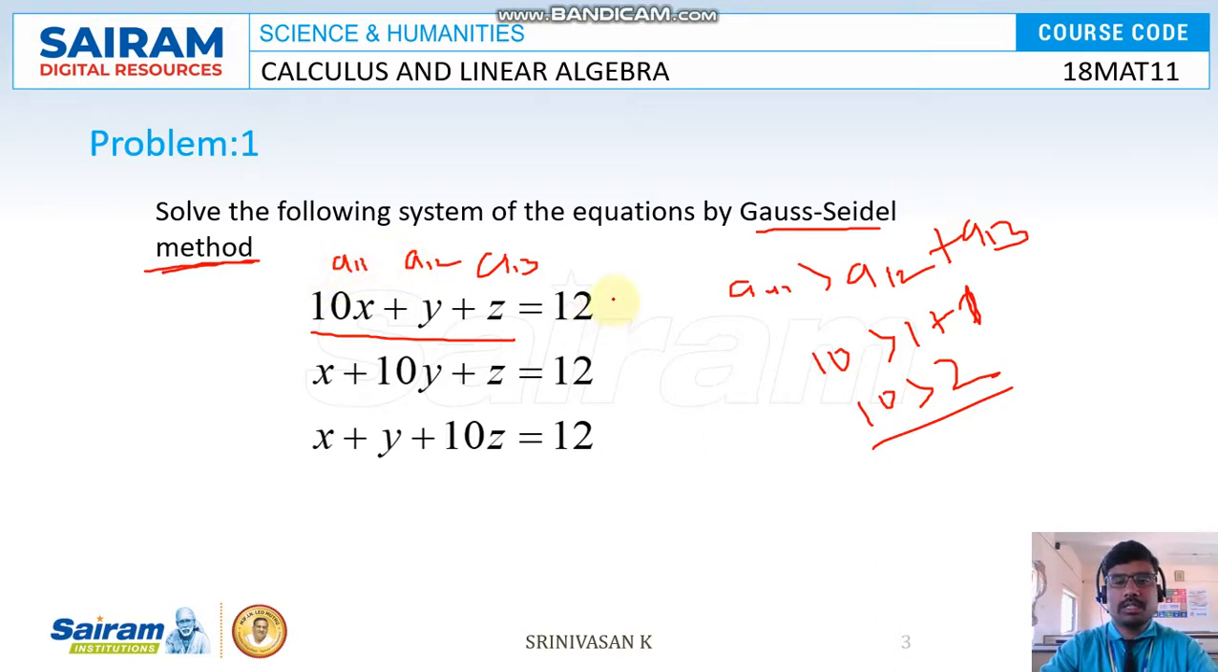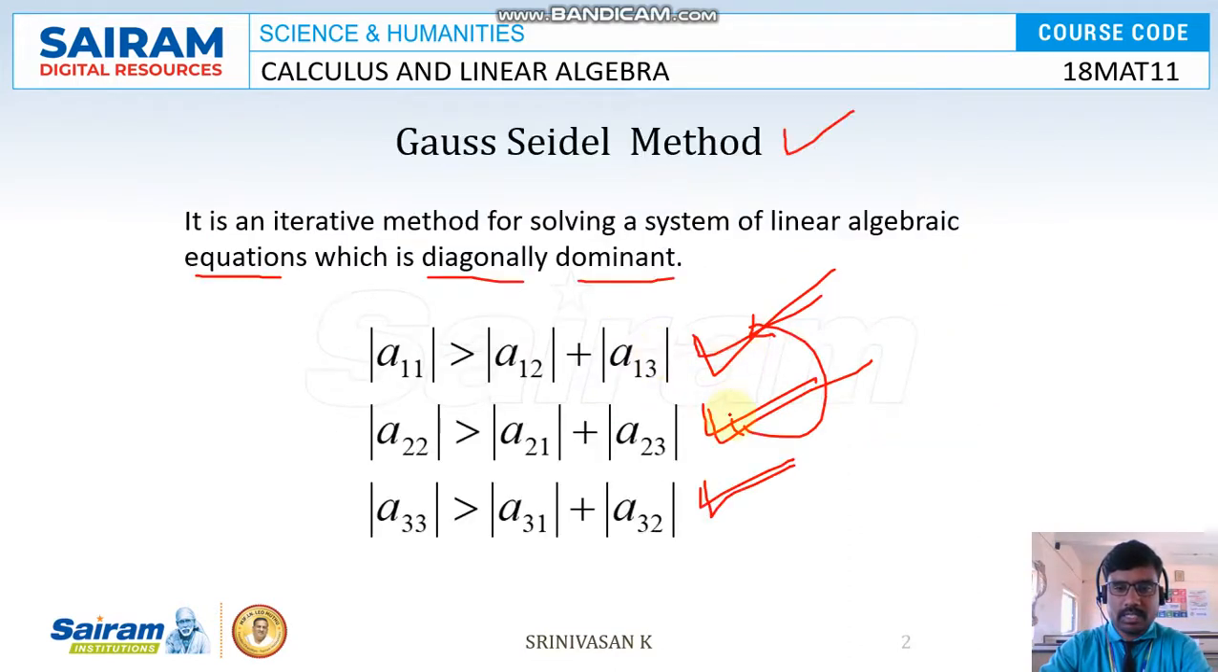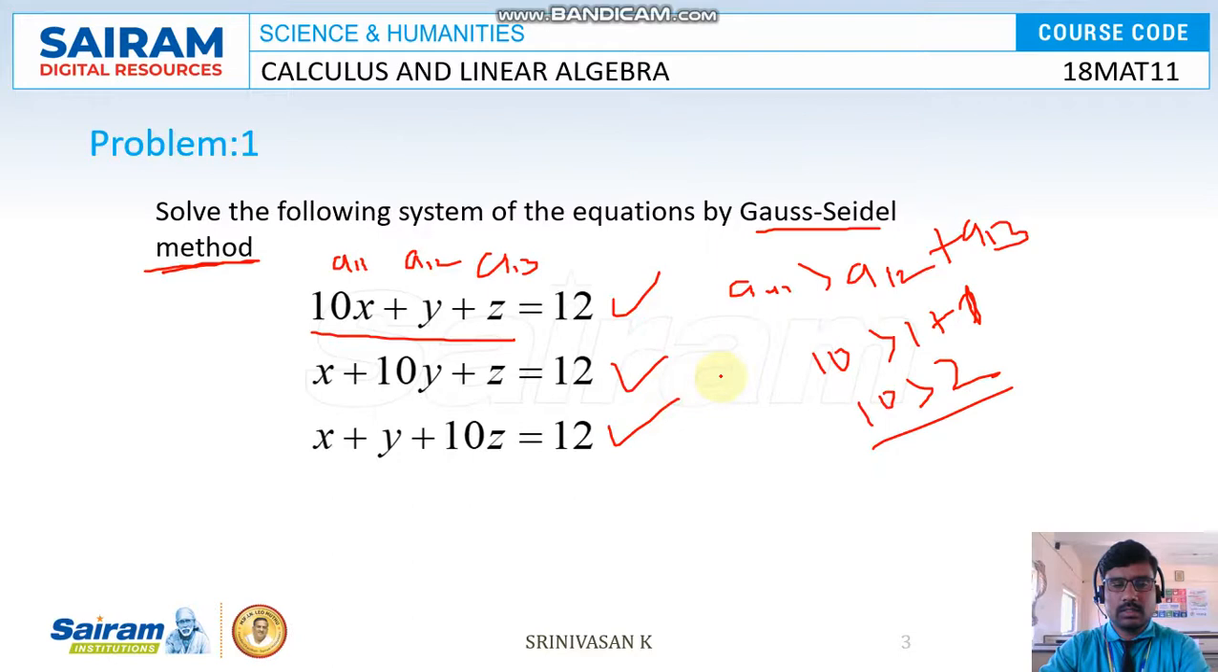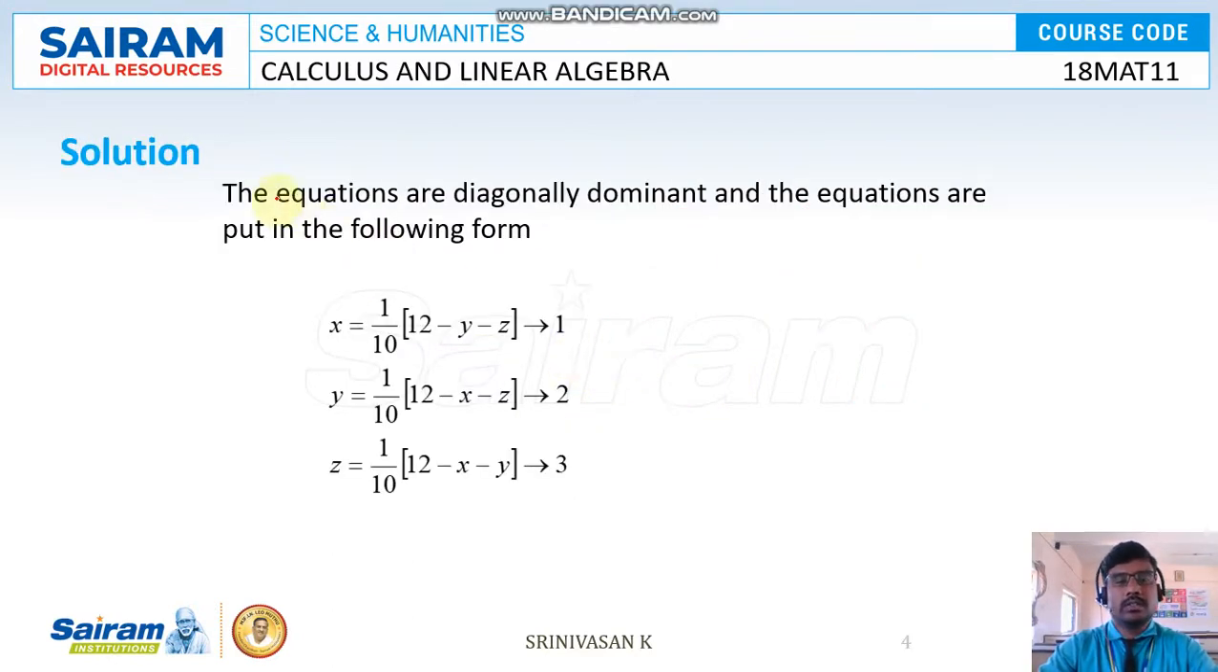So the equations are 10x plus y plus z equals 12, x plus 10y plus z equals 12, x plus y plus 10z equals 12. For all three equations, the condition is satisfied. You can verify. I verified the first equation is satisfied, and not only the first one, the second and third are also satisfied. So, the Gauss-Seidel method. The equations are diagonally dominant.